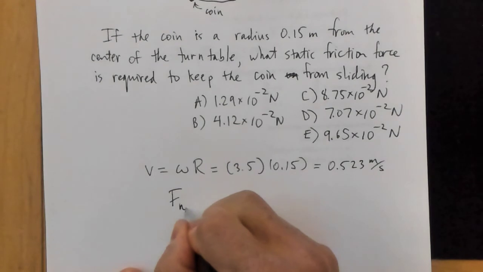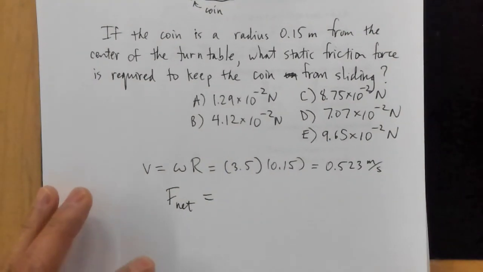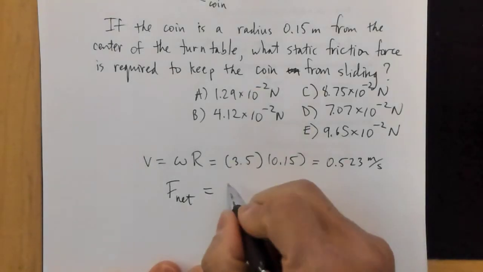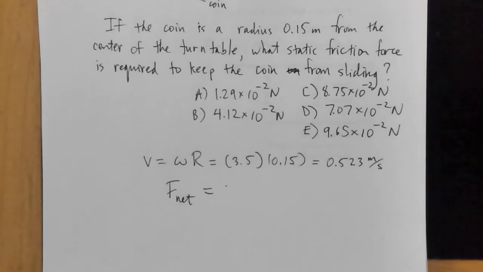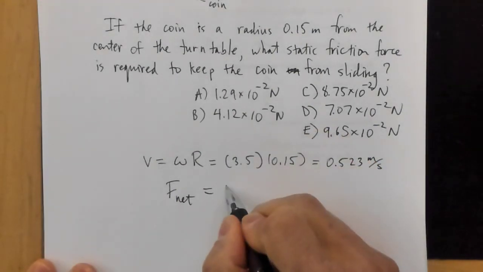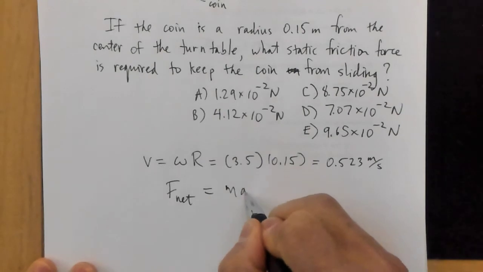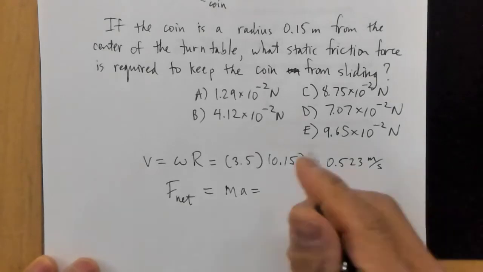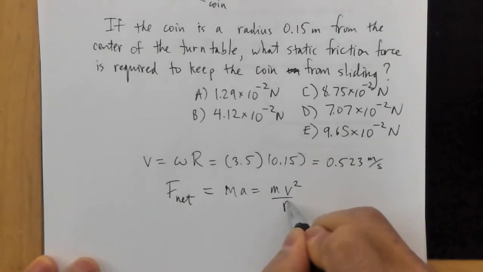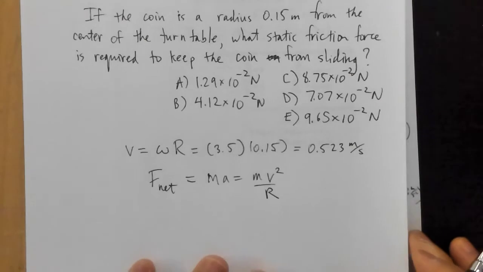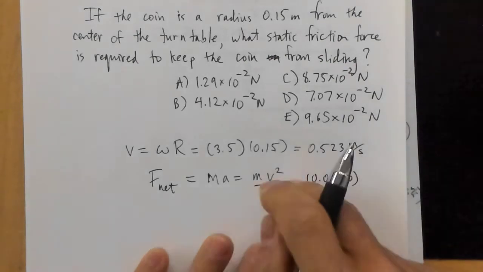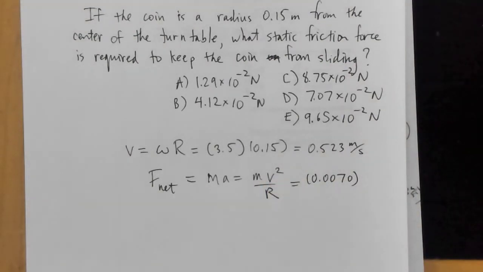We need a net force, what we call the centripetal force, that allows it to go in a circle with uniform speed. And what is that formula? m times a, and what is a? v squared over r. Okay, so mv squared over r. So now we just plug in. m is 0.007 because it's in grams. Remember, grams are not the standard unit, kilograms are, so it's 0.007.